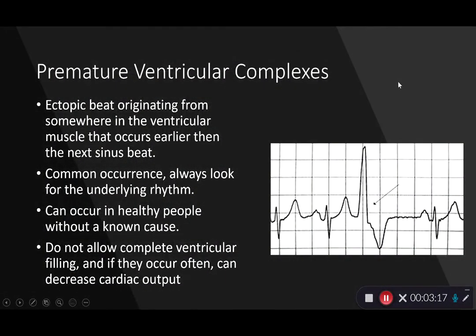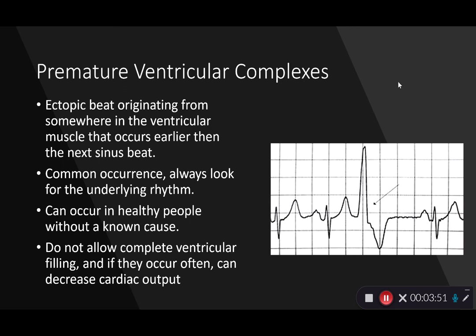So one of the first things we're going to talk about is our least severe, and those are our PVCs, or premature ventricular complexes. So they're kind of the same concept as a PAC or a PJC. So a PAC is going to be an area in the atria that's firing prematurely because it's irritated. With a PJC, it's that AV node firing prematurely because it's irritated. And now a PVC will be an area in the ventricles that is firing prematurely because it is irritated.